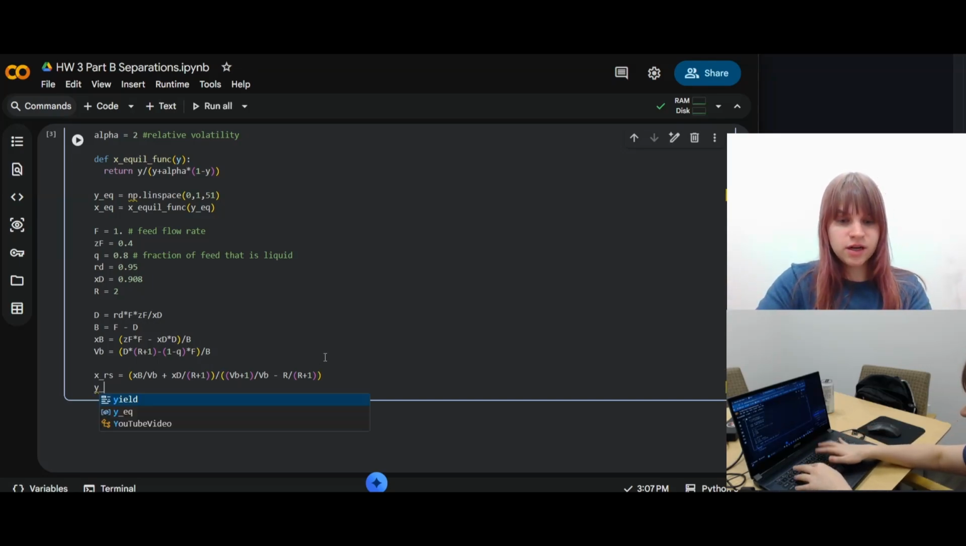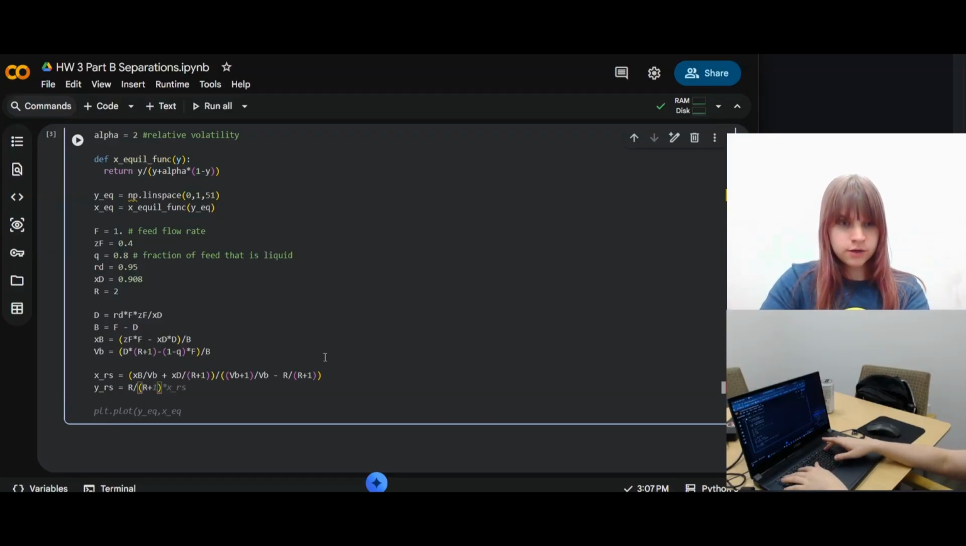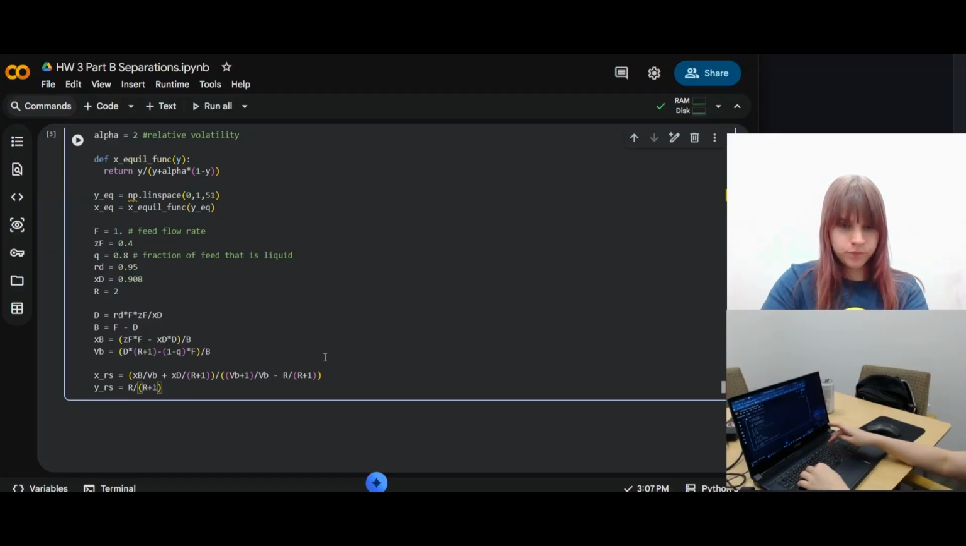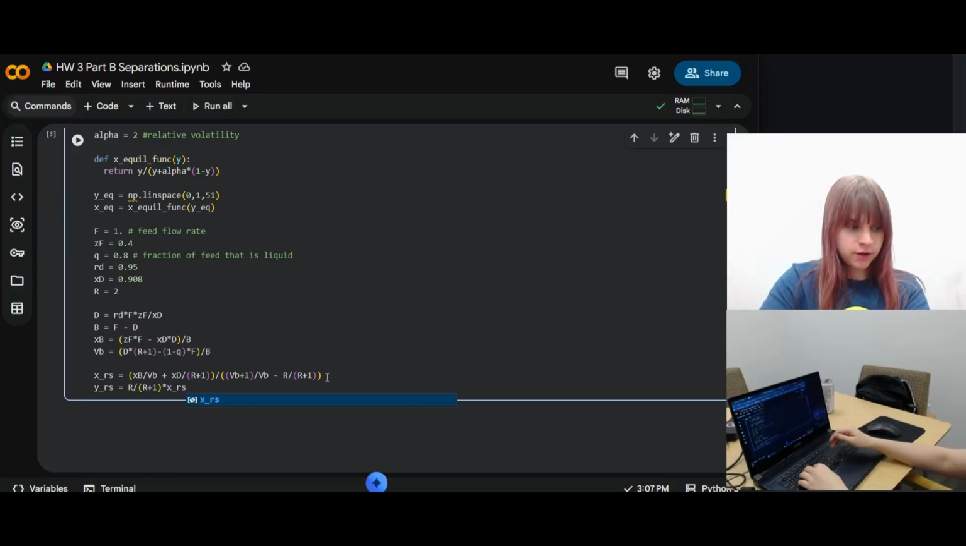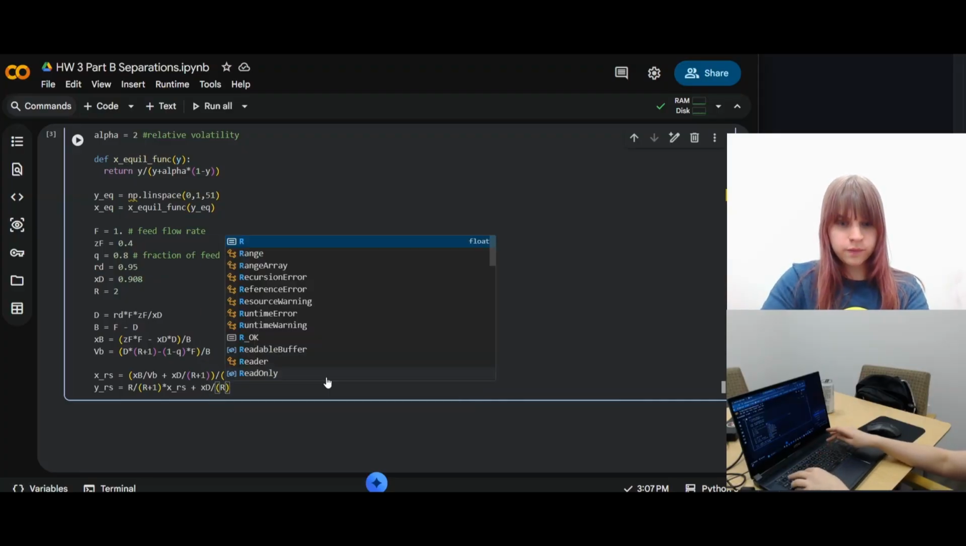But to find that intersection of the rectifying and stripping section in a similar way, R over R plus 1 times the X value that we calculated above plus XD divided by R plus 1.